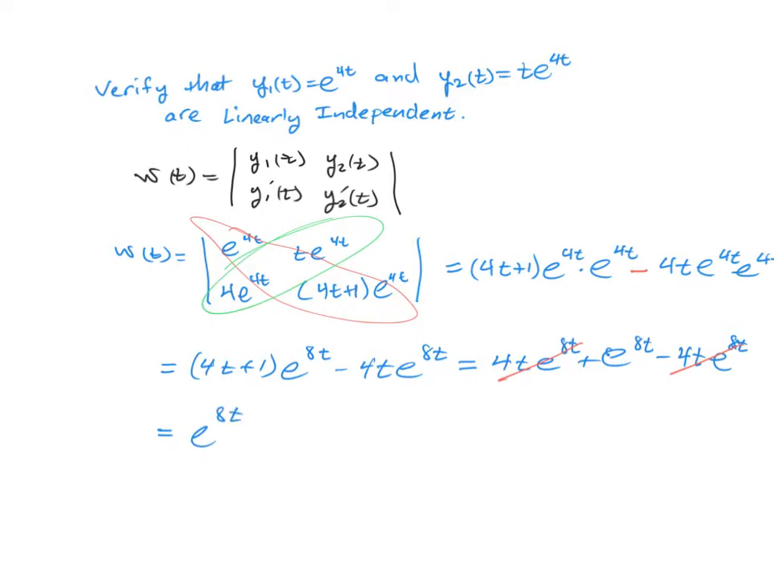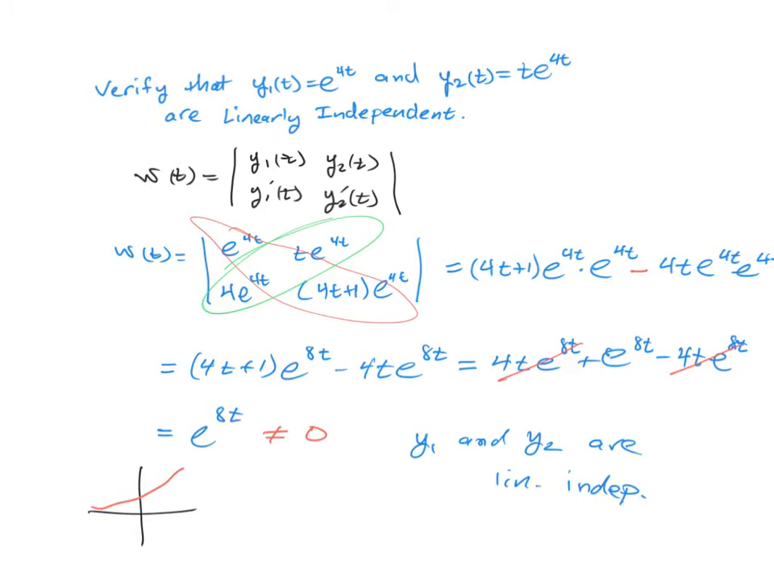And then if you think about exponential functions and the fact that they have a horizontal asymptote and that exponential functions can never equal 0, it can be easily shown that this is not equal to 0, and therefore we know that y1 and y2 are linearly independent. And that's how we work with exponentials.